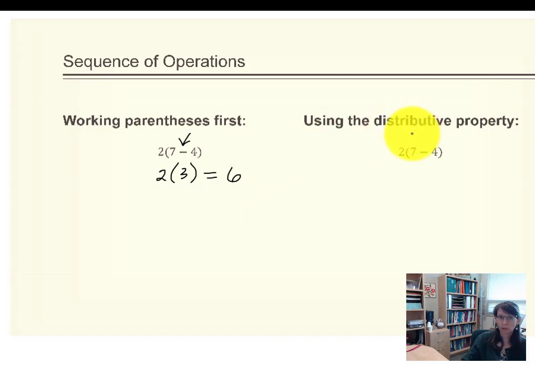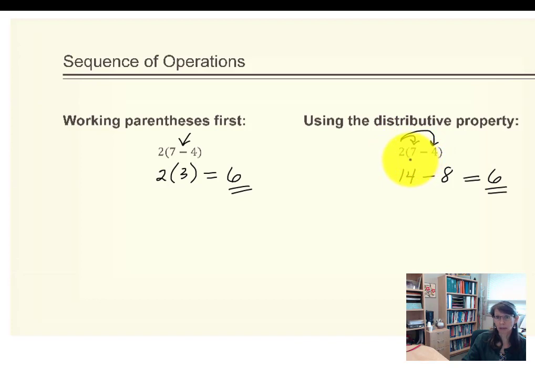Now, if I distribute first, that means 2 times 7 is 14. Then distribute 2 times negative 4 would be minus 8. Since 14 and 8 are like terms, I can combine 14 minus 8, that is equal to 6. Notice how the final answer for each of these expressions is exactly the same. So if you prefer to work with the simplifying of parentheses first, that's fine. Or if you want to go directly to the distributive property, that's also fine.